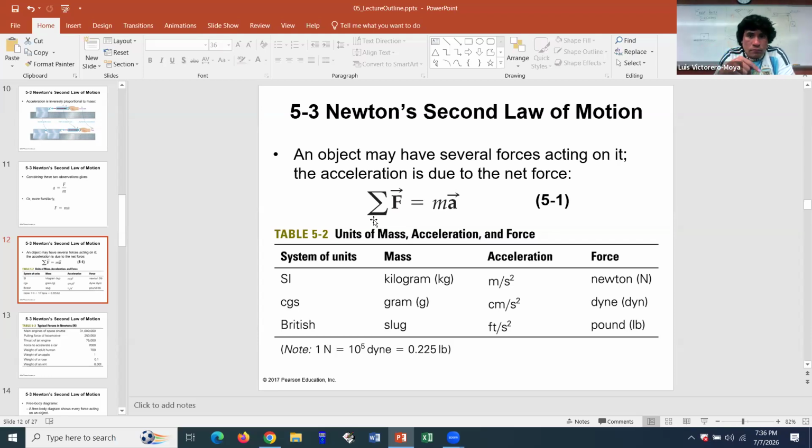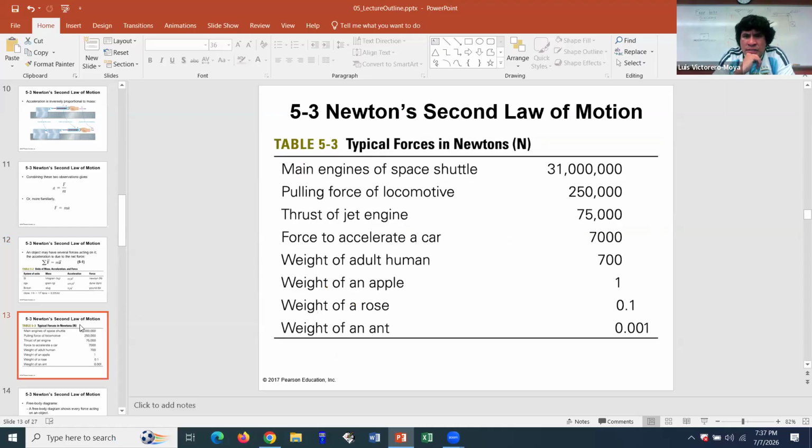All right? And there are your systems of units. SI units, kilograms; CGS, grams; British, the slug. We're going to just use SI units. And here are some examples of typical forces. For example, the thrust of a jet engine, 75,000 newtons. To accelerate a car, 7,000 newtons. To stop a car will be the same, about 7,000 newtons. So 7,000 newtons is a lot. It would be like the weight of a 700 kilogram mass.